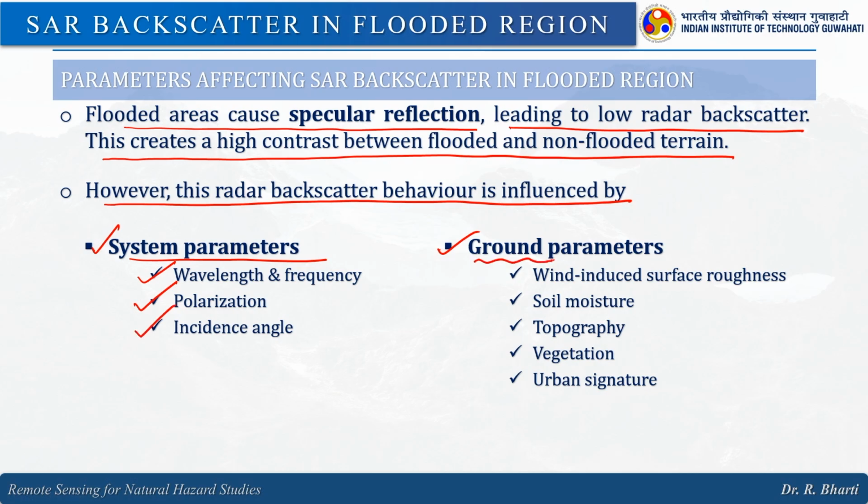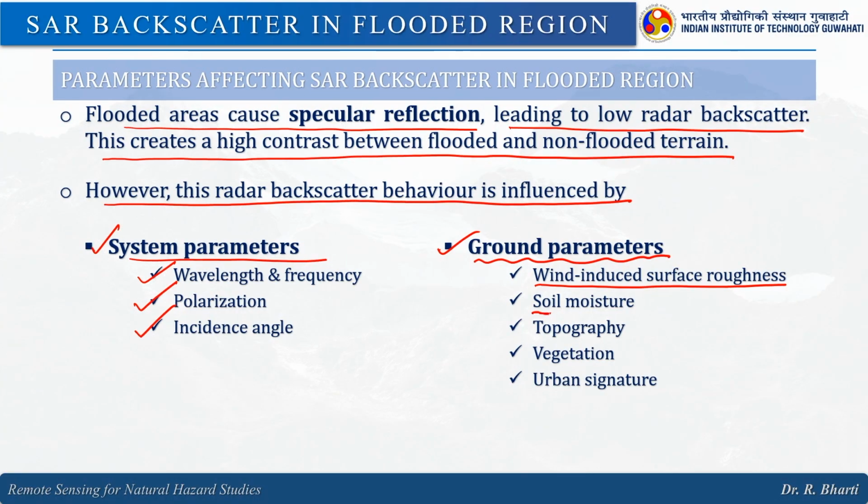When we talk about the ground parameters, wind-induced surface roughness, we have seen that because of the wind, we will have over-prediction or under-prediction of the water, right. Then next is the soil moisture, topography, vegetation and urban signature, which can camouflage the actual flooded region. So, these two sets of parameters greatly influence the study of floods using microwave datasets.